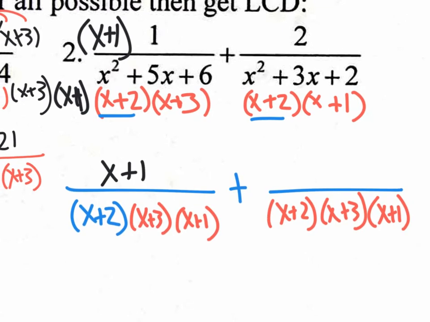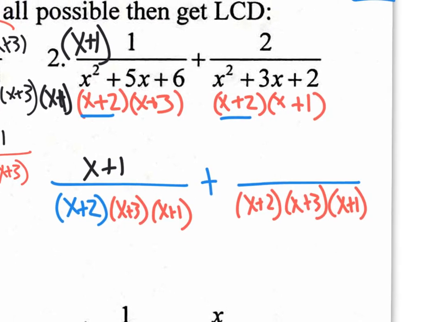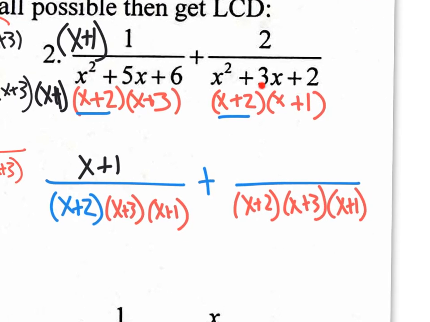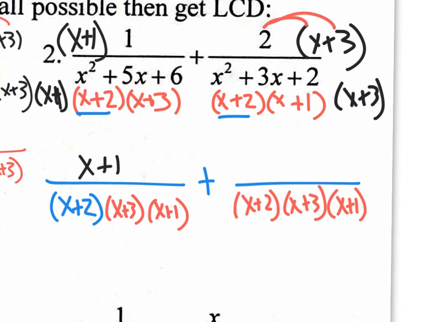Now, let's look at the right side. What do we do to this denominator to get this new denominator? X plus 3 is missing. So you're going to go x plus 3 down here, and also x plus 3 up here. And of course, you have to distribute. So what's our new numerator on the right fraction? 2x plus 6.